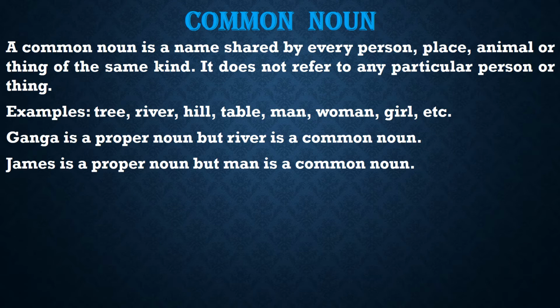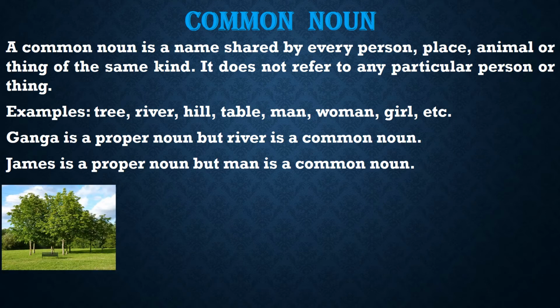For example, James: if we are calling a boy by the name whom we know, we are calling him James, then it will be a proper noun. And if we call him by saying man, if we don't know that person, we will call him man, then it will be a common noun. Okay? So river is the category, Ganga is a particular name, man is a category or a kind, and James is a particular name.